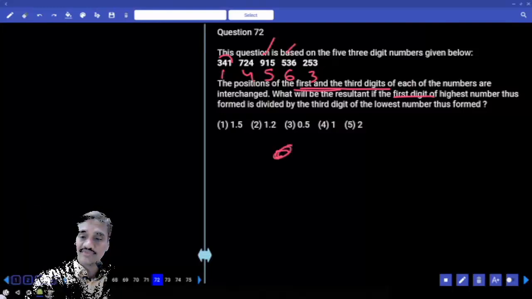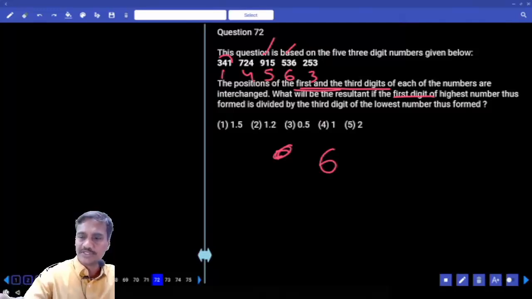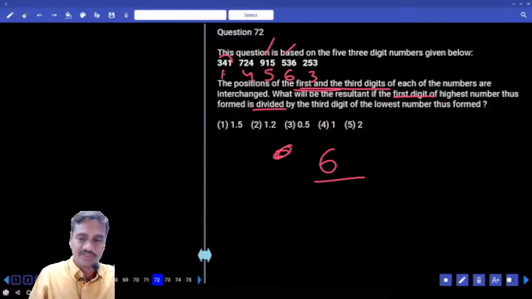Now first digit of the highest number, that is 6. Then interchanged with, thus formed is divided by the third digit of the lowest number. What does the lowest number become, tell me. Now 143. Now the third digit. What is the third digit we have? 3. Now 6 divided by 3, 2, that is choice 5, 72.